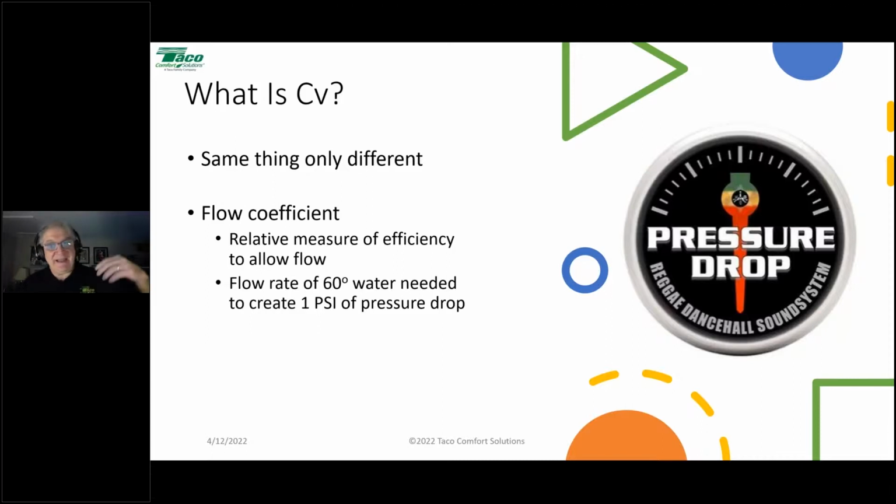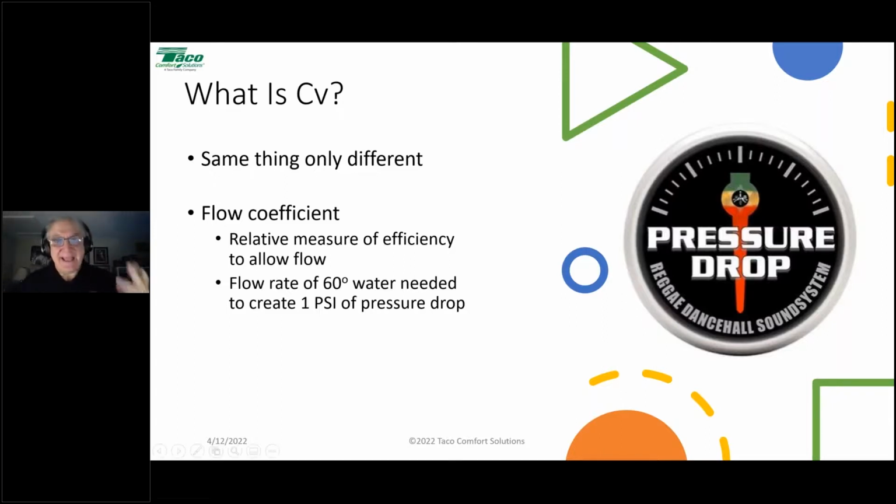If I had another, completely separate valve that had a CV rating of 10, that means across that valve requires 10 gallons a minute in order to create 1 psi of pressure drop. The higher the CV, the lower the pressure drop across a piping component. That's an important thing to remember. The higher the CV rating, the lower the pressure drop across that valve or whatever it might happen to be.